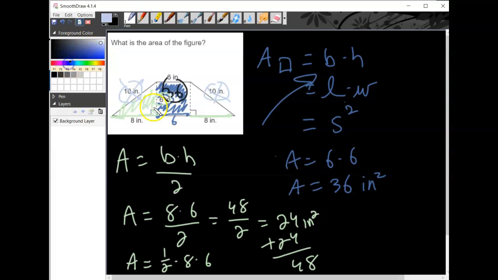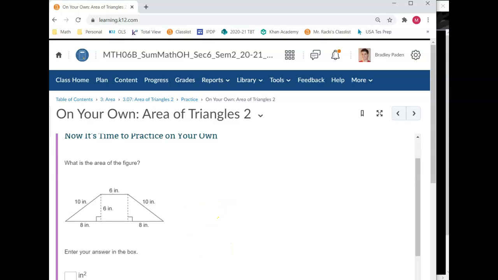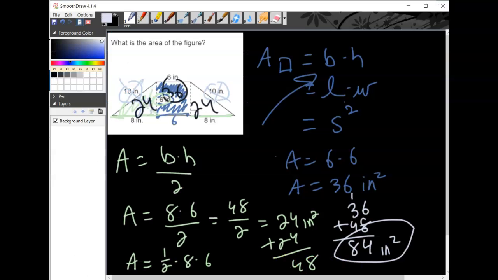24 and another 24. Sorry about the light colors here. 24 and then another 24 to make 48. So to sum it all up, we want to do 36 plus 48. 6 plus 8 is going to be 14. 4, 5, 6, 7, 8 should get 84 inches squared as a grand total of the area of the whole figure. Let's double check it. Wait, I just forgot what I got. 84.